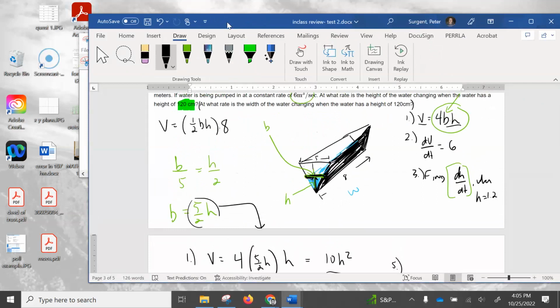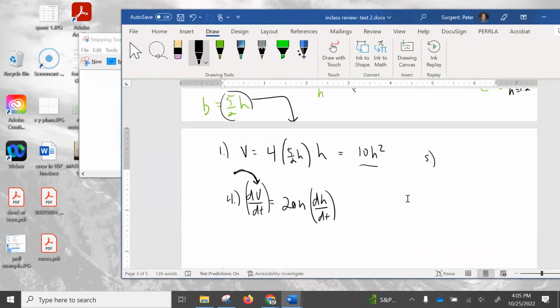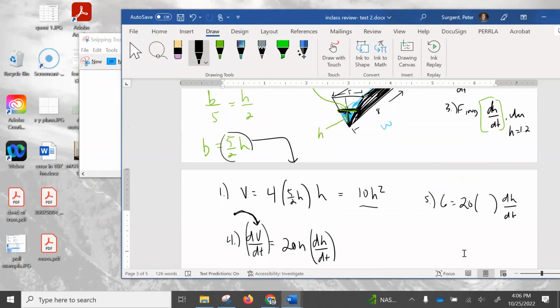And what's H for this particular moment? What do you think? What's the height? I think we had that somewhere. Yeah. Then it'll be 1.2. 1.2, very good.